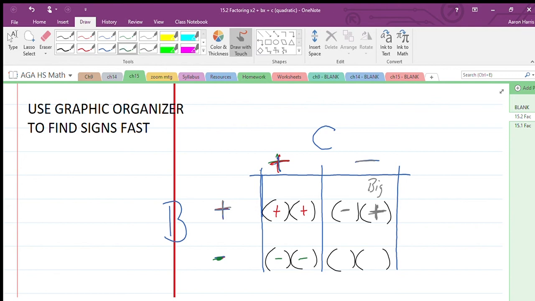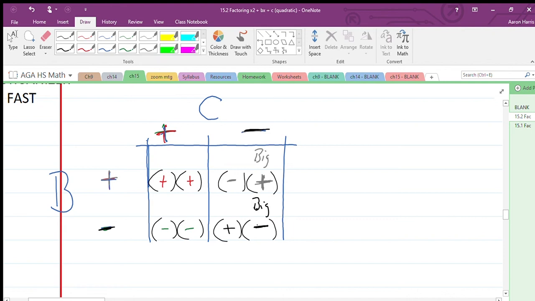And then, of course, the last one will be, what if the bigger number is negative and the smaller number is positive? Well, a positive times a negative still gets me a negative. But if I add a positive and a negative and the bigger number is negative, then I'll keep the sign of the bigger number. So this graphic organizer is what's going to really help you later on to decide just by looking at it what your final answer should look like.